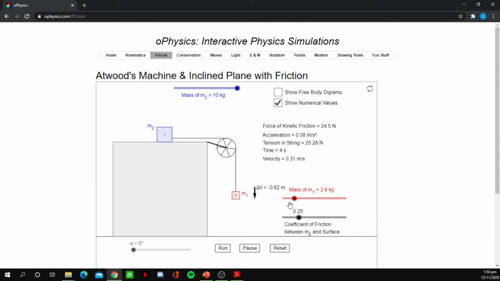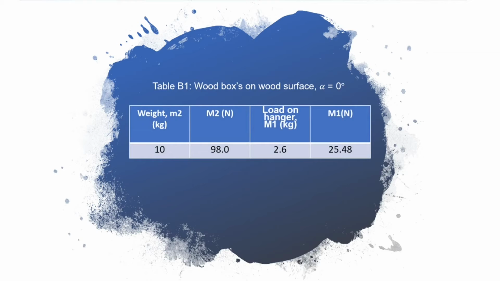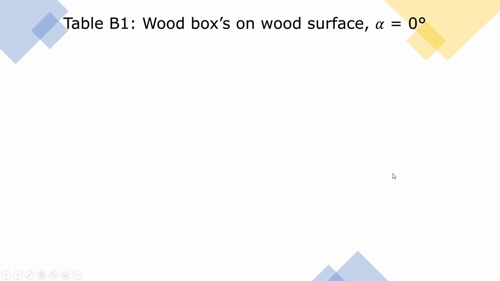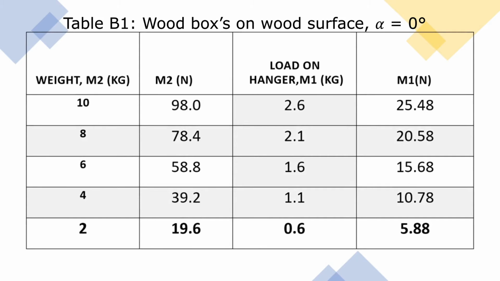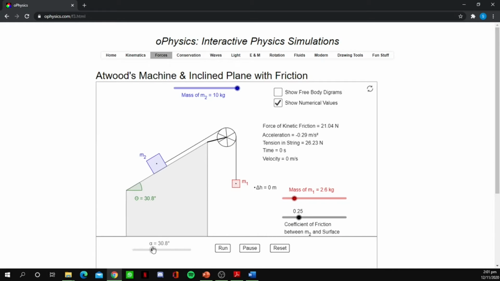Okay, it shows that M2 is slowly moving toward M1. So for table B1, wood box on wood surface with 0 angle, this is what we get on the link that were given, and this is the result for table B1, wood box on wood surface with 0 angle. Next, we must change the angle to 30 degrees.